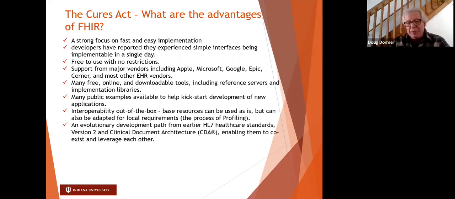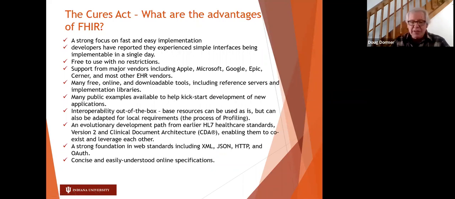An evolutionary development path from earlier HL7 stuff. Yeah, I'm not sure. Coming from the clinical document architecture, the CCDA, and a strong foundation in other standards that we all know somewhat from technology, and is concise and easily understood online applications, at least compared to other online applications. Depends how it's written, I think, depends how it's implemented. A human readable serialization format.